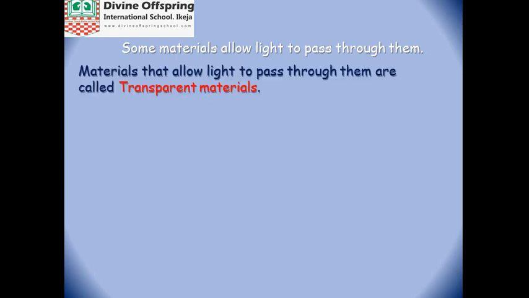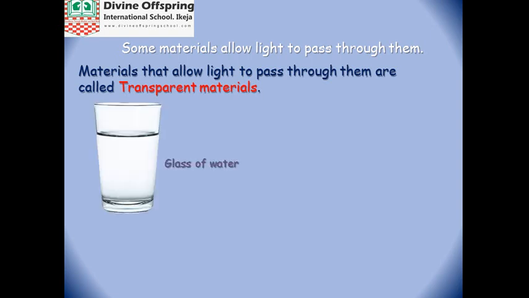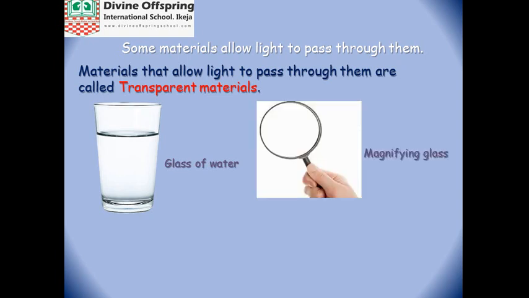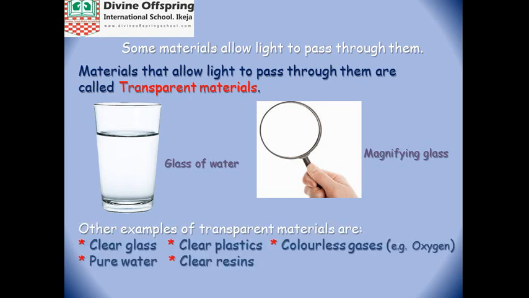Some materials allow light to pass through them. Materials that allow light to pass through them are called transparent materials. For example, a glass of water and the magnifying glass. Other examples of transparent materials are clear glass, clear plastics, colorless gases like oxygen, pure water, and clear resins.